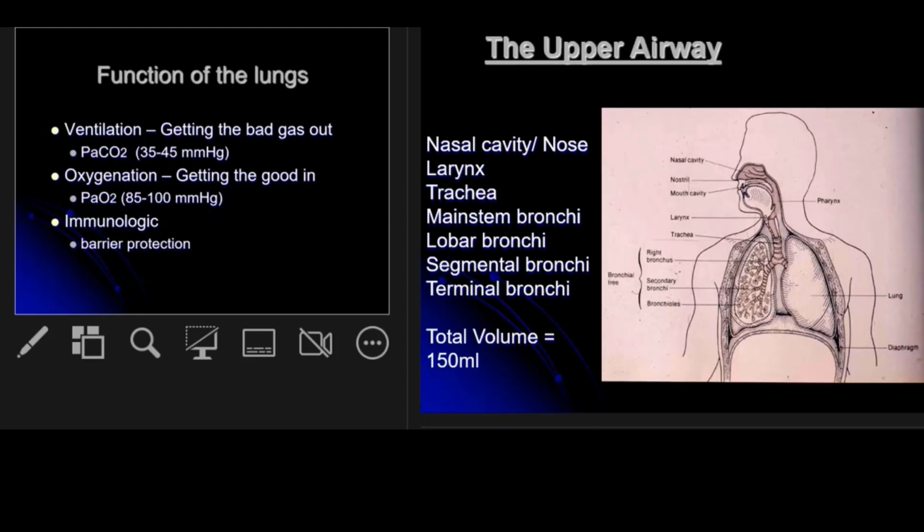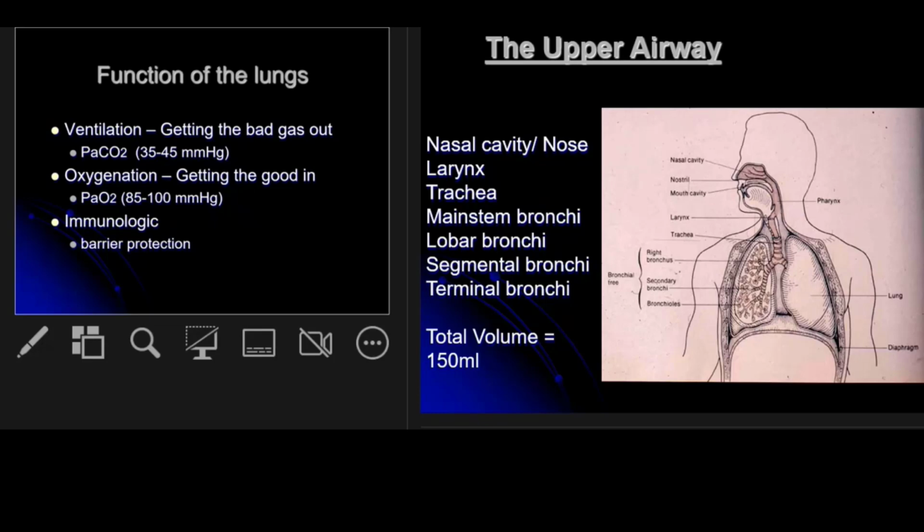So ventilation is getting the bad gas out, or getting rid of carbon dioxide. Carbon dioxide is a byproduct of metabolism that takes place in the body. You produce carbon dioxide, and you've got to get rid of it or it's going to alter your acid-base status too much. Oxygenation is getting the good in. That's where you get your PaO2. Oxygen goes into the alveoli. We all know that what we're breathing in room air is how much oxygen? 20.9% to be precise. 21% is what most people will say.